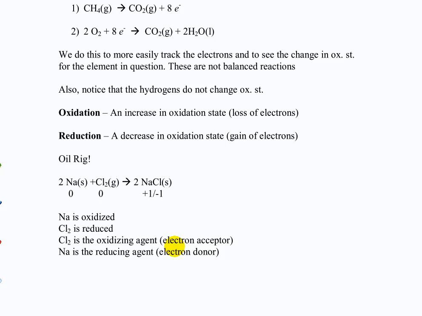But look at these definitions again. The oxidizing agent, the thing that does the oxidizing, is the thing that is not itself oxidized. Whereas the reducing agent is the thing that is itself oxidized, not reduced. So if you see that word agent, it kind of means the opposite.